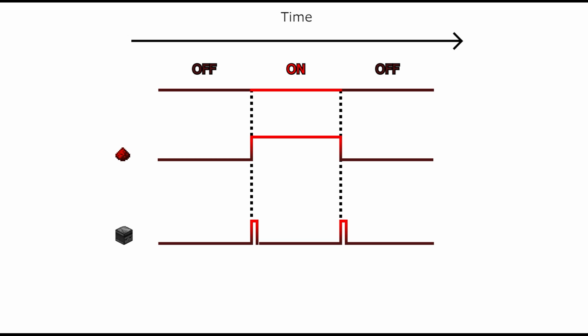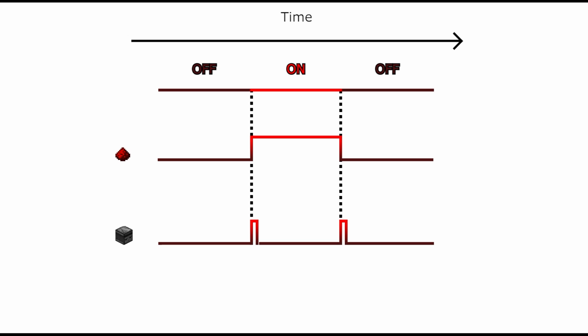We can see that the observer is detecting the boundaries, the edges, between the different power states of the redstone dust. The first edge, the one where the redstone dust is going from unpowered to powered, we call a rising edge. And the second one, where the redstone dust is going from powered to unpowered, we call a falling edge. Observers are general edge detectors, in that they detect both rising and falling edges. So how could you construct just a rising edge detector?